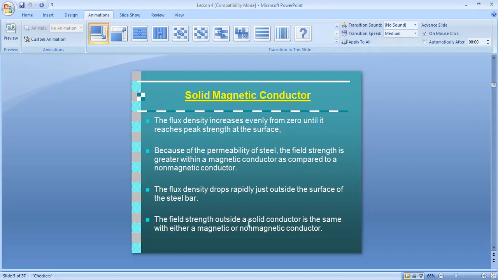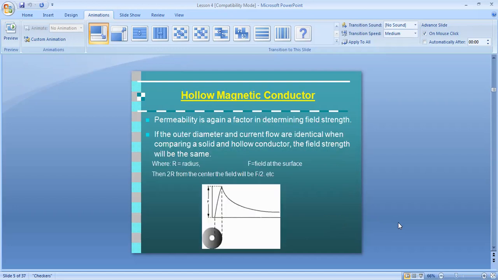So flux density drops rapidly just outside the surface of the steel bar. The field strength outside a solid conductor is the same with either a magnetic or non-magnetic conductor. So that's why it's not necessary to use a magnetic conductor. And also we have one disadvantage. If we use a magnetic conductor, then conductivity is less, so your conductor will be heated. That's another problem for practical purposes.